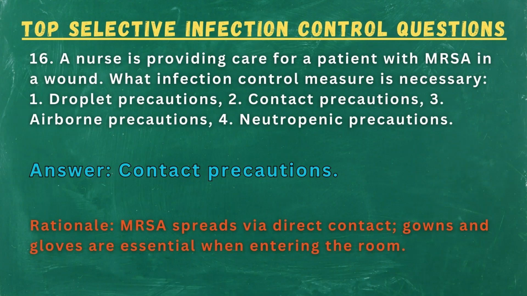16. A nurse is providing care for a patient with MRSA in a wound. What infection control measure is necessary? 1. Droplet precautions. 2. Contact precautions. 3. Airborne precautions. 4. Neutropenic precautions. Answer: contact precautions. Rationale: MRSA spreads via direct contact. Gowns and gloves are essential when entering the room.